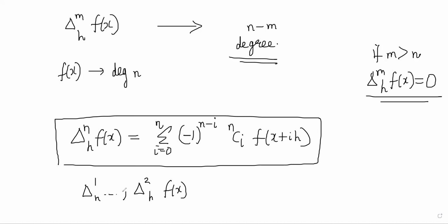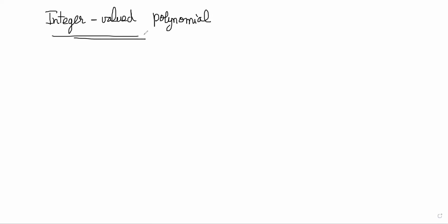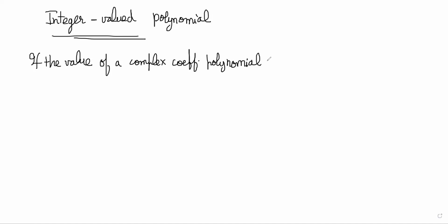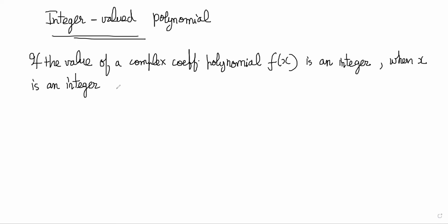The next topic that I want to briefly touch upon is what is an integer valued polynomial. This is different from what I refer to as an integer polynomial. We are not talking about the coefficients of the polynomial. We are talking about the output of the polynomial. So if the value or the output of a complex coefficient polynomial f of x is an integer when x is an integer, then f of x is an integer valued polynomial.